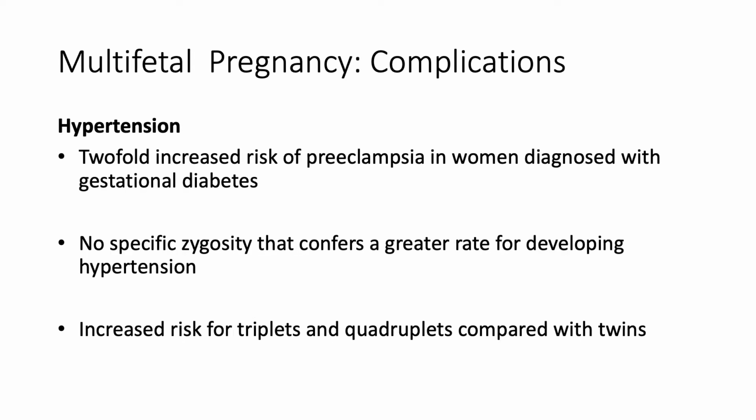Hypertensive disorders related to pregnancy are more likely to develop in multifetal pregnancies. In women with twins diagnosed with concomitant gestational diabetes, there is a twofold increased risk of preeclampsia. There is no specific zygosity that confers a greater rate for developing hypertension, but there is an increased risk for hypertensive disorders in those with triplets and quadruplets when compared with that for twins.